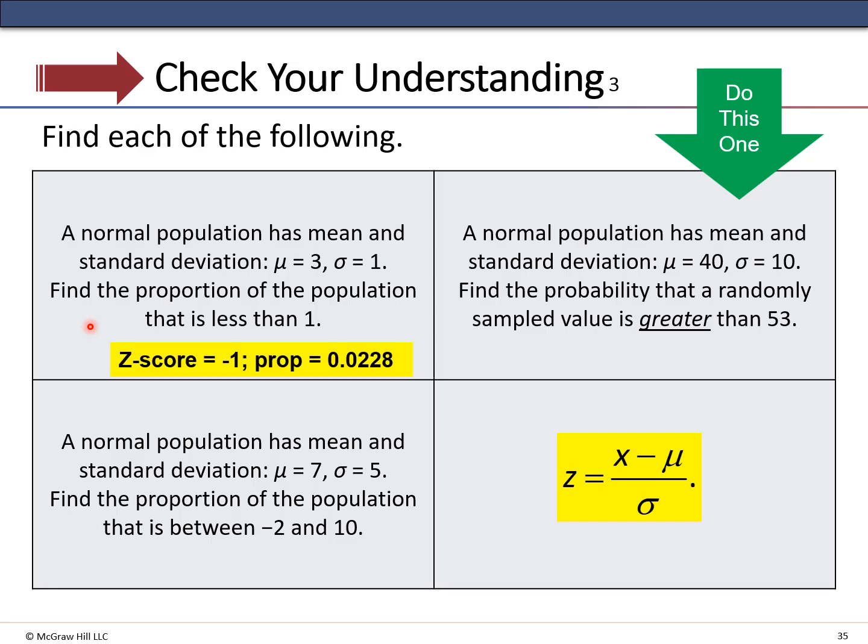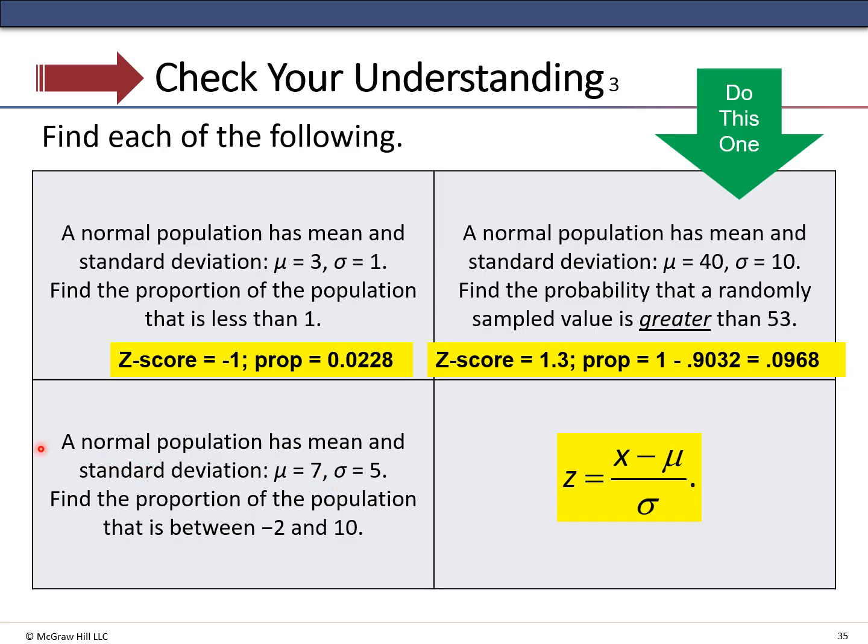And on all of these, we're going to do the same. We're going to calculate the z-score. Now remember, in this case, because it's greater than, we calculate the z-score, find the area, and then subtract it from 1. Okay? And here we're looking for, this is all three cases.